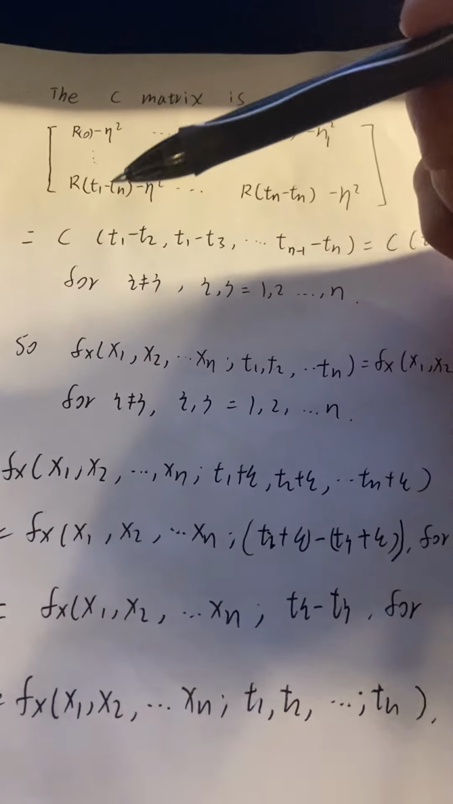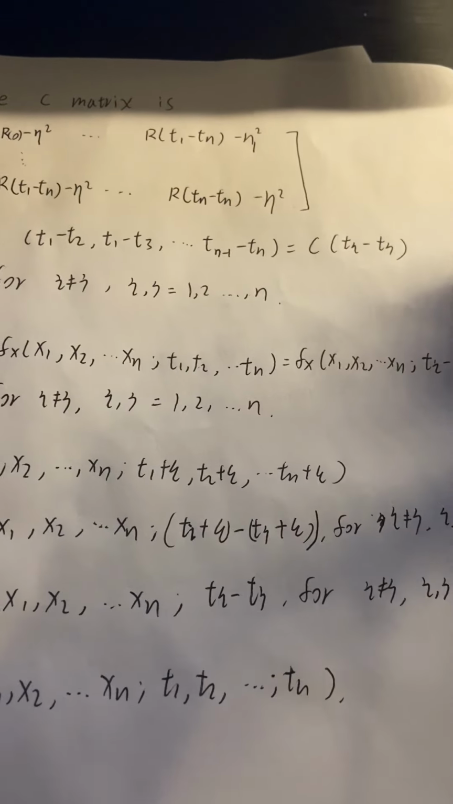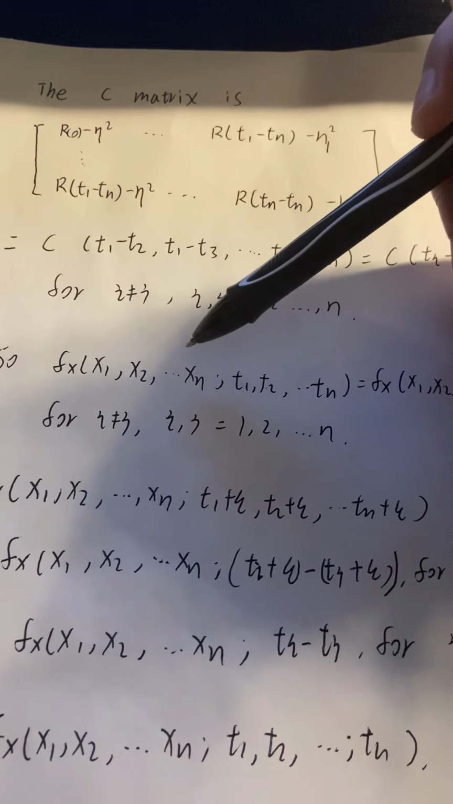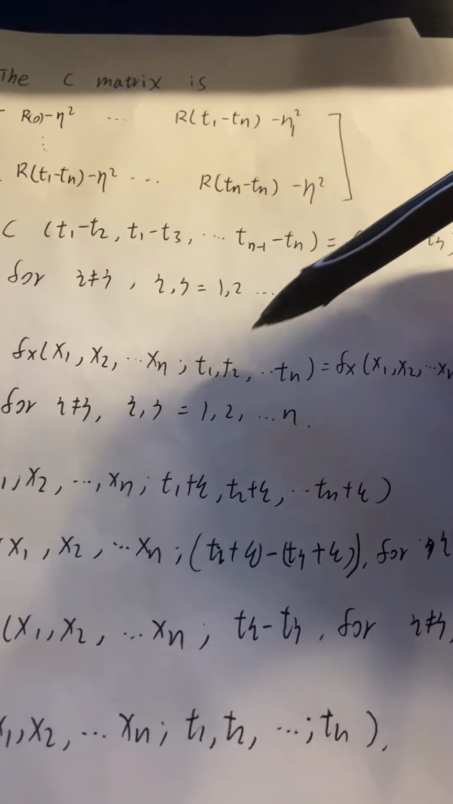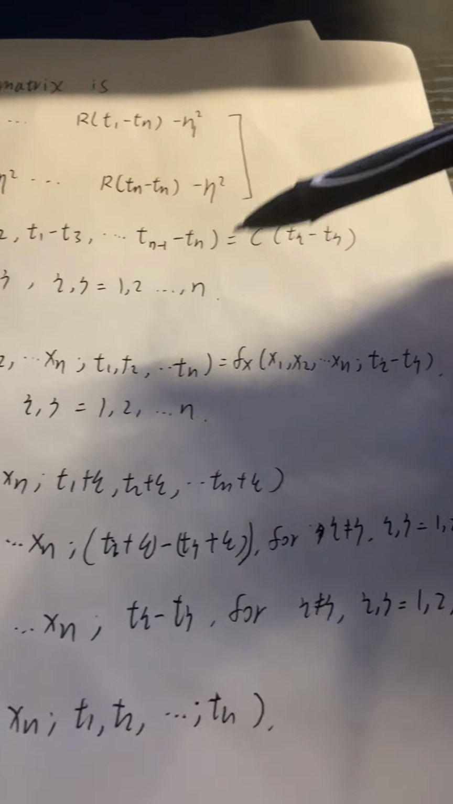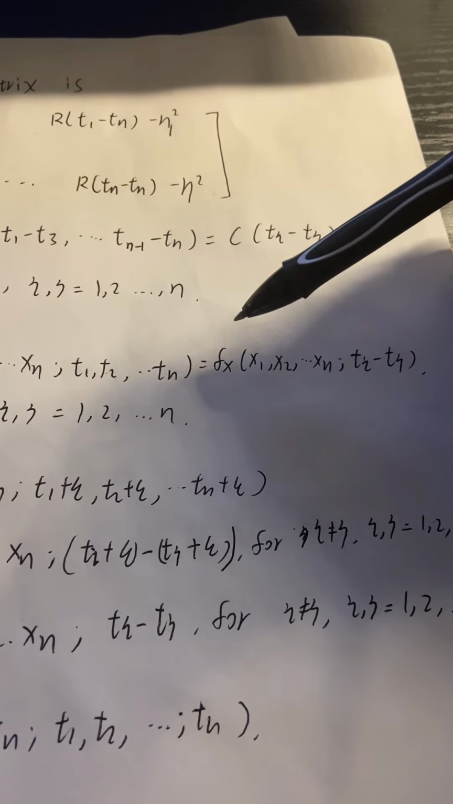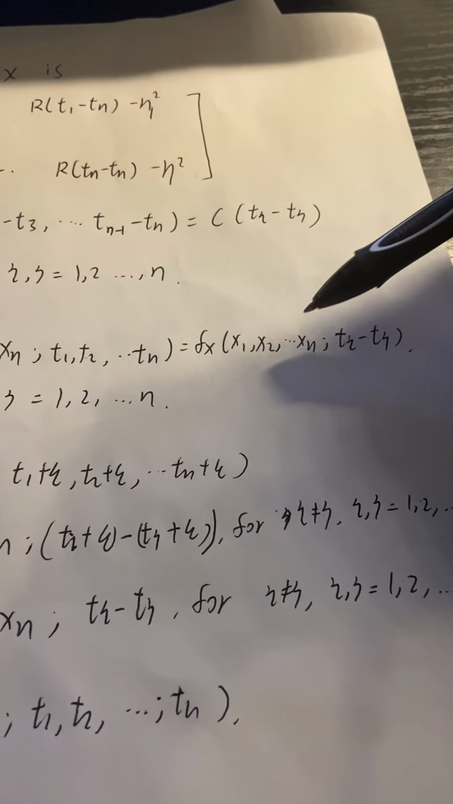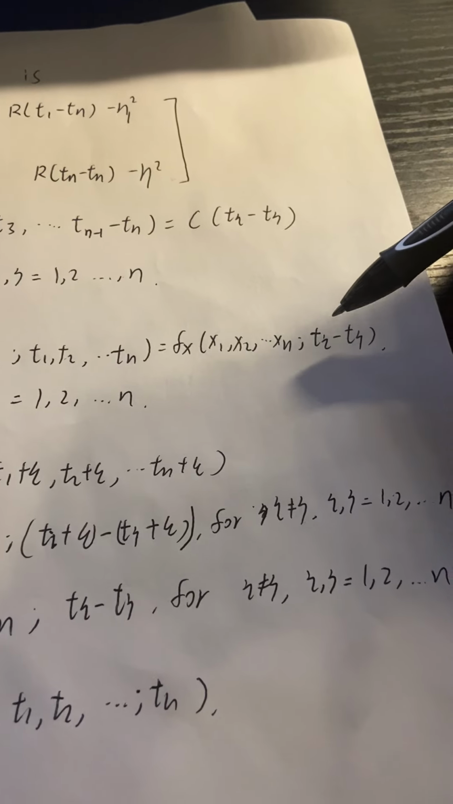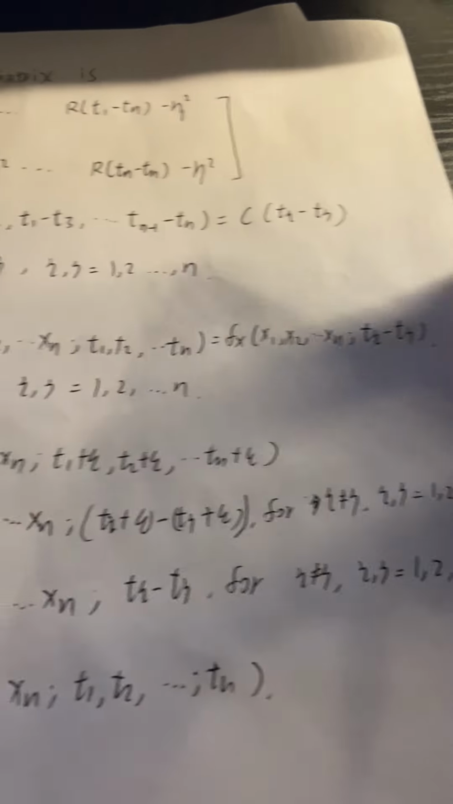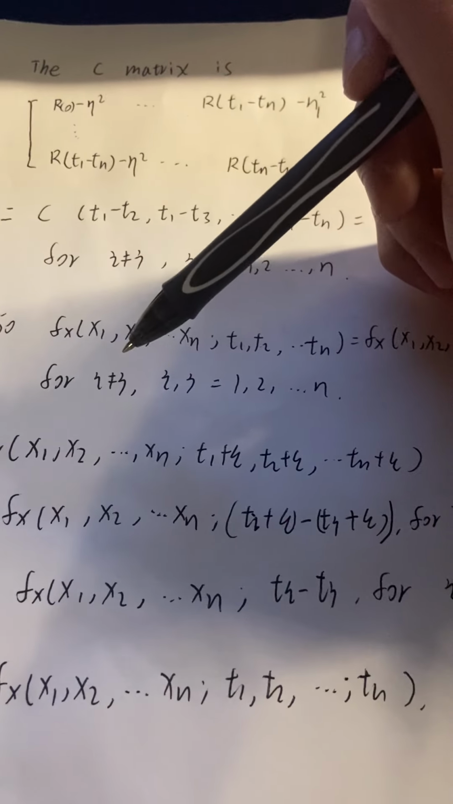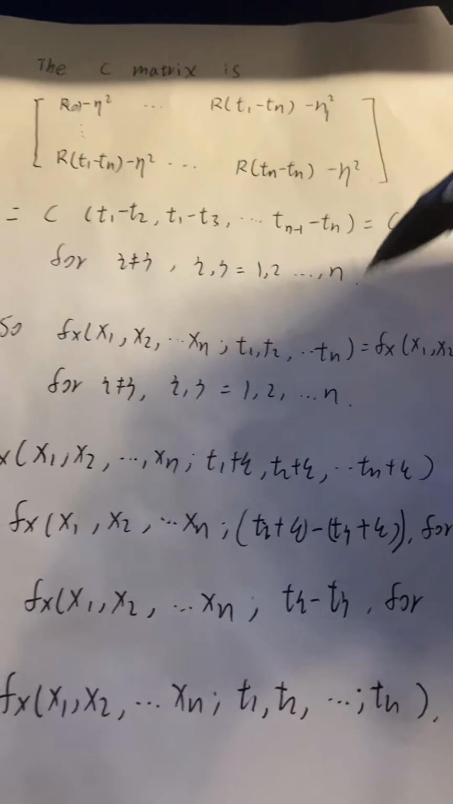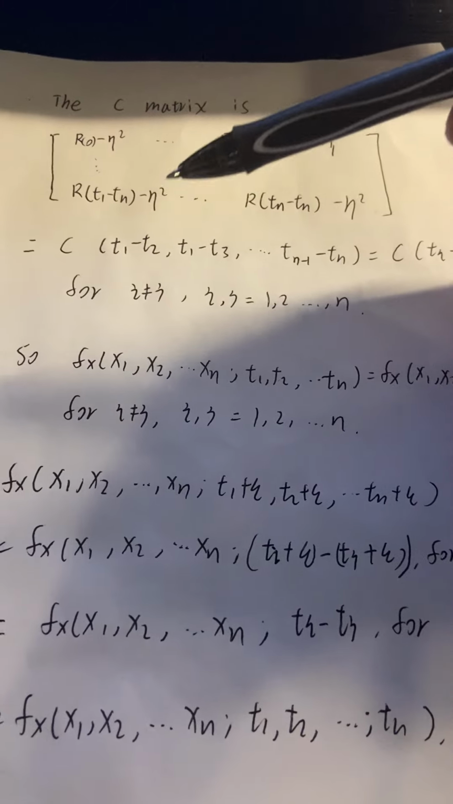So now we can rewrite our density function f_X of x1, x2, and so on up to xn, t1, t2, and so on up to tn as f_X of x1, x2, and so on up to xn, depending on ti minus tj, for i not equal to j, i, j equal to 1, 2, and so on, in the density function.